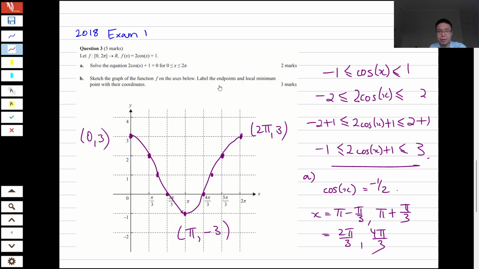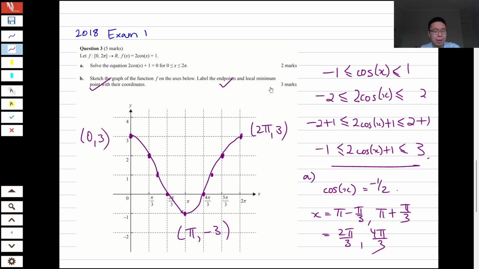Okay, so we've labeled the endpoints, we've labeled the minimum with their coordinates, so that's actually all we need. Nice and easy. It actually wasn't as hard as the previous question, but this one was also worth 3 marks. So I guess the takeaway here is not all marks are created equal. This was much quicker to do than the 2006 question.